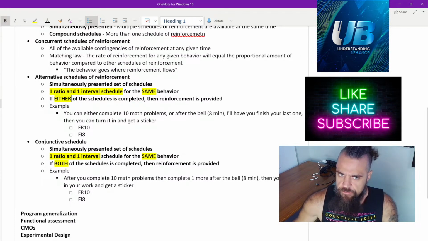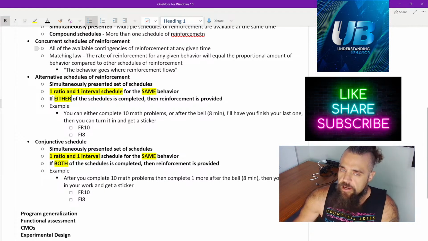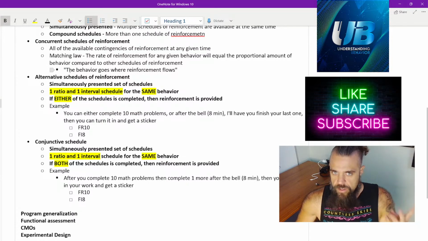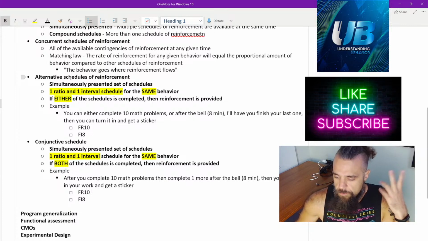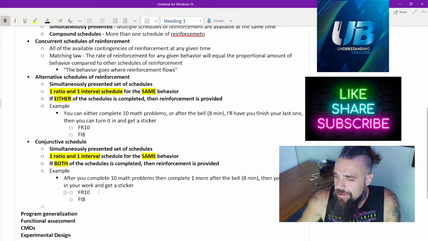So concurrent versus these two, pretty different. Again, the main thing you really want to focus on: concurrent can be any amount of behaviors, any amount of schedules. Alternative or conjunctive is always one ratio, one interval. Honestly, I don't really know why these terms are on the test. Nobody uses these at all. I don't think they're really that useful in the field.